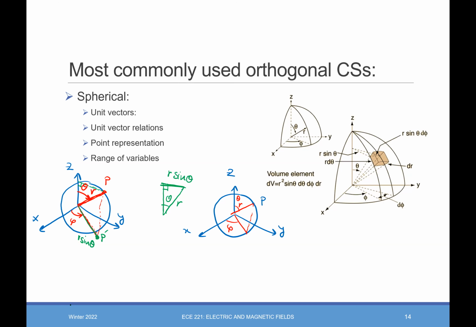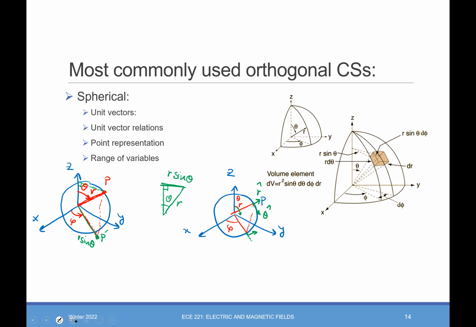Yes, theta is the angle from the z-axis to the point. So r hat is going to be in the direction that increases the variable r. So r hat is in this direction. If we want to increase theta, we have to move in this direction, so theta hat is in this direction. And then phi hat is more complicated. Increasing phi is going to be in that direction, and it's in the XY plane.